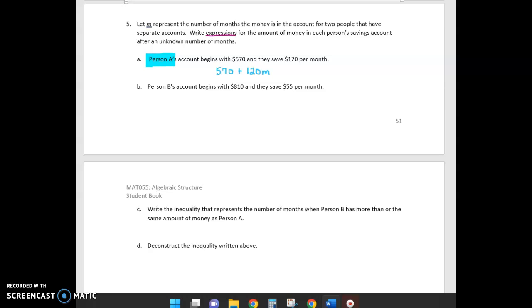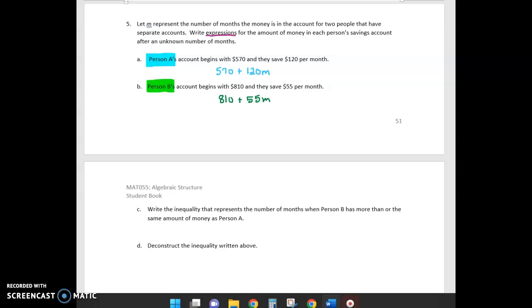And then person B, and I'll highlight person B in this green color. So person B begins with $810 and is saving $55 a month. So they start out with more, but they are not saving as much each month. So now in letter C, which is the top of page 52, write the inequality that represents the number of months when person B has more than or the same amount of money as person A.